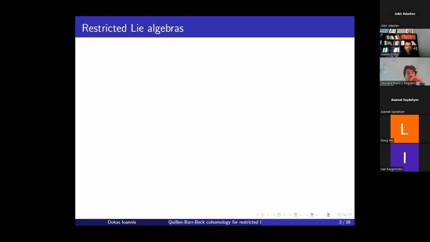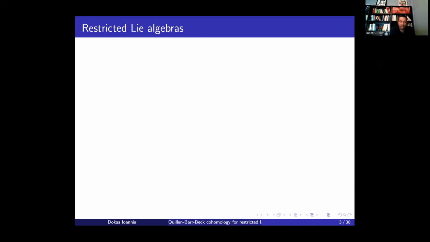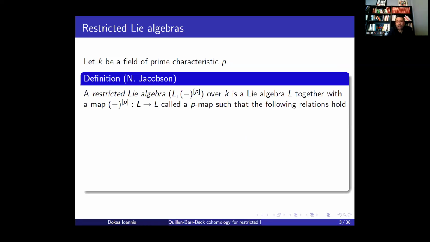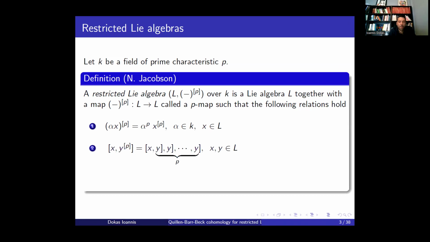Okay. I will start with the definition of what is a restricted Lie algebra. This definition has been given by Jacobson. So we consider first a field, let's say K, of prime characteristic p. A restricted Lie algebra is a Lie algebra L over K, together with a map, which is called the p-map, from L to L, which I will denote with this formal p power, such that the following relations hold. Okay, first relation is this one. The second relation is this one.